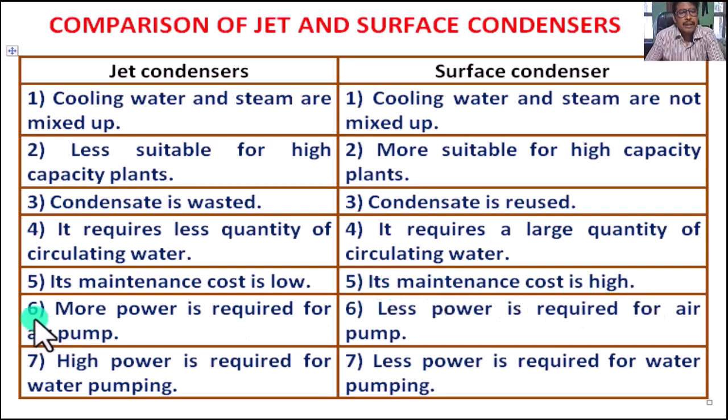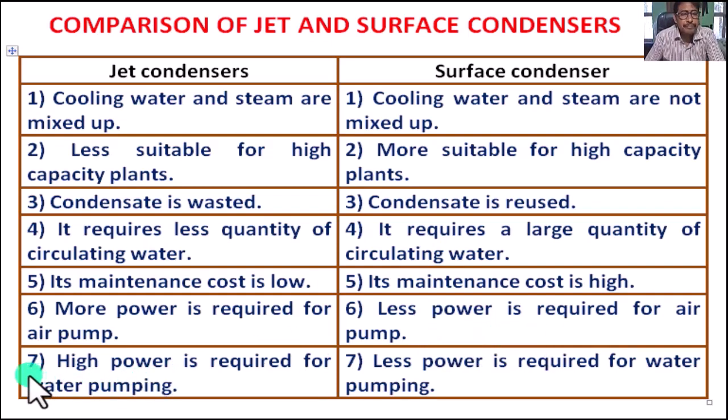Number 6, for jet condenser, more power is required for the air pump as air coming through circulating water is mixed directly with condensate. Number 6, for surface condenser, less power is required for the air pump as air coming through circulating water is not directly mixed up with condensate.